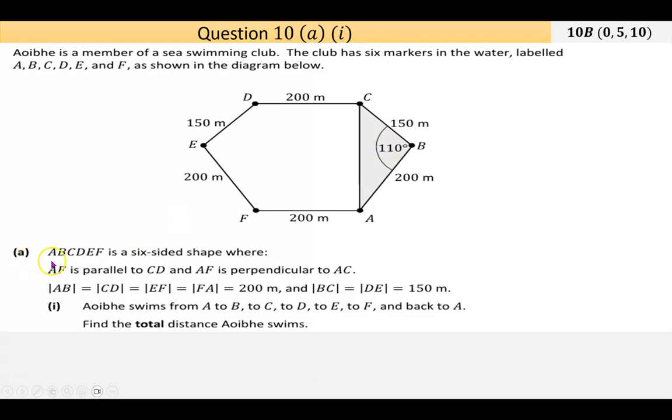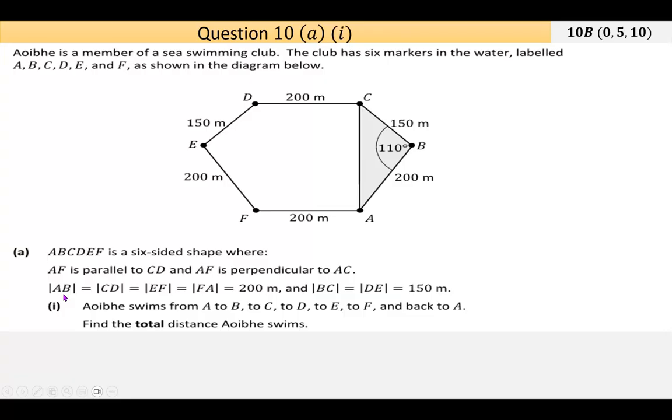Now part A says ABCDEF is a 6-sided shape where AF is parallel to CD. So this line here is parallel to this line here. And AF is perpendicular to AC. So that creates a 90-degree angle, because it's perpendicular, which means this is likely a square in the middle. Maybe not a square actually. It's maybe a rectangle. Whatever, we'll find out.